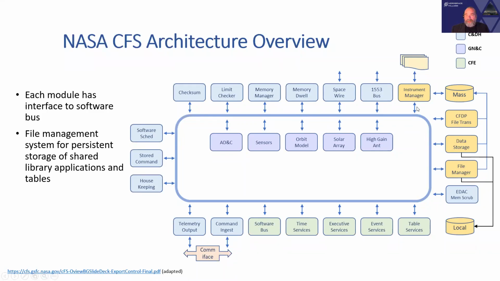In addition, there's these file system management components. The core flight system stores applications as shared library objects and table space there as well. So there's a place that we have the ability to do manipulation of data input. So there's a lot more fuzzing left to do in the core flight system.